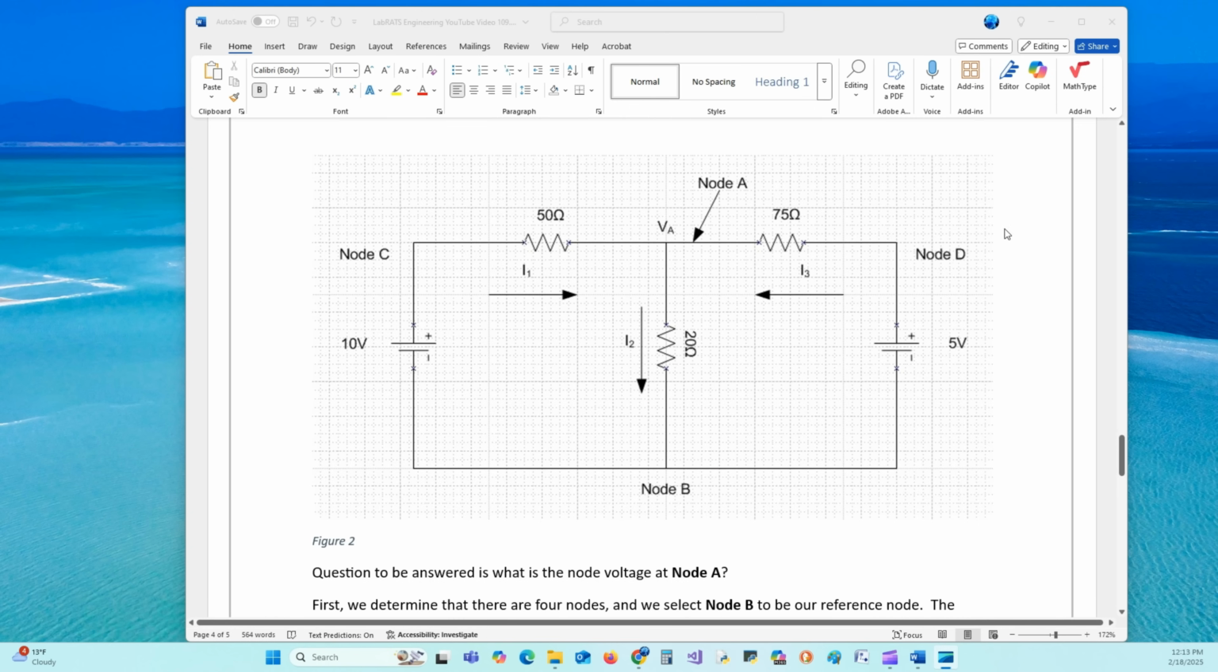Again, we'll just go over that. VDC1, which is node C, minus VA over 50 ohms, or R1, that's I1. VDC2, which is node D, minus VA over 75 ohms is I3. And then VA over R2 is I2.